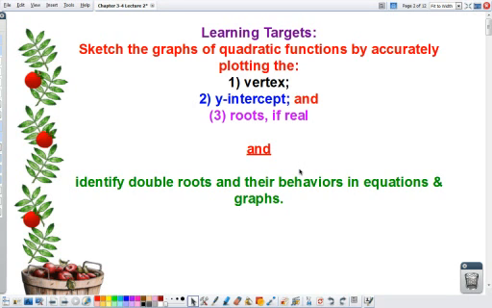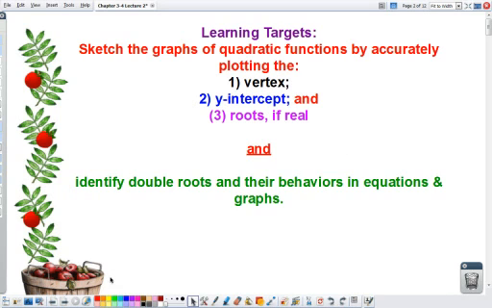Our focus today, or our learning targets, are to sketch the graphs of quadratic functions by accurately plotting the vertex, the y-intercept, and, if real, the roots, as well as identifying the double roots and describing their behaviors in equations and graphs. These learning targets need to be written in your notes. If at any time I'm moving through screens too quickly for you to write, or if you need to hear something again, you can always pause or rewind.